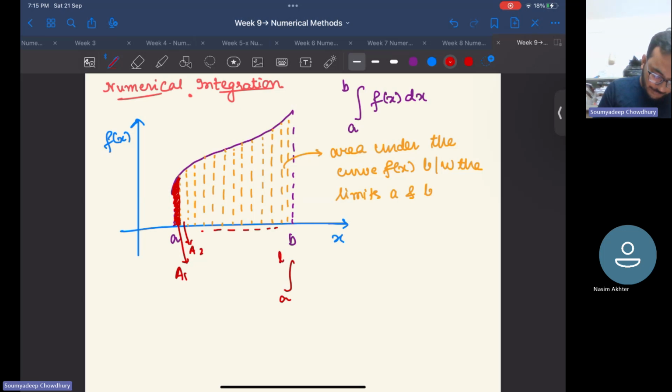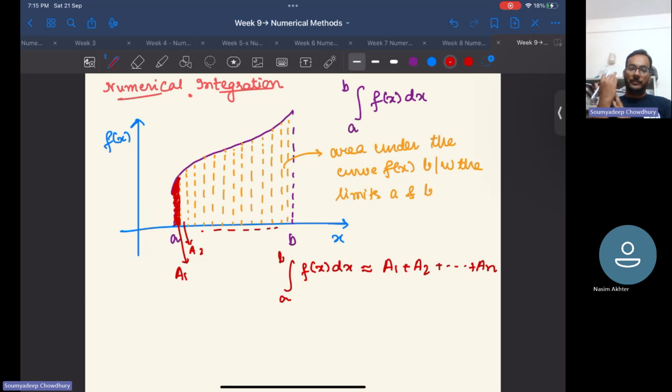So this integral a to b f of x dx will be the sum of all these areas, right? It is approximately equal to, it is not exactly equal. So if we can find some way to find these individual small areas, then we can sum up those areas and get our actual integral or the total area. This dividing of the entire interval a to b into small intervals is known as discretization. In any numerical technique, any numerical integration or differentiation, the first step is you have to discretize.